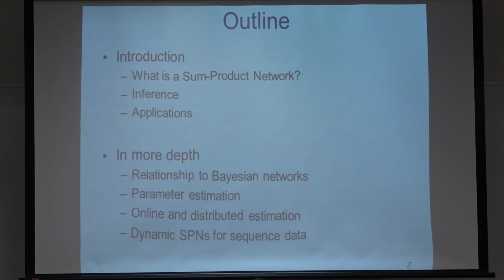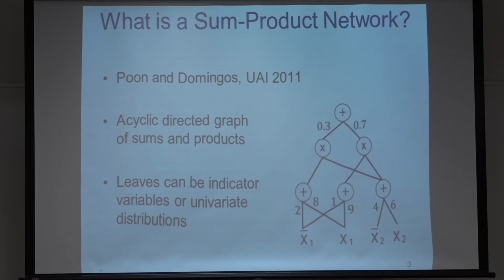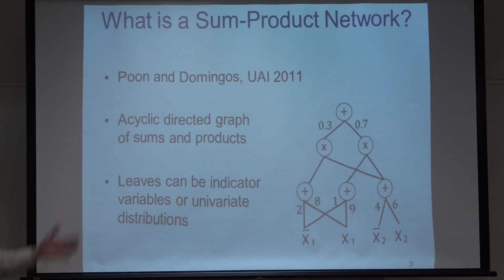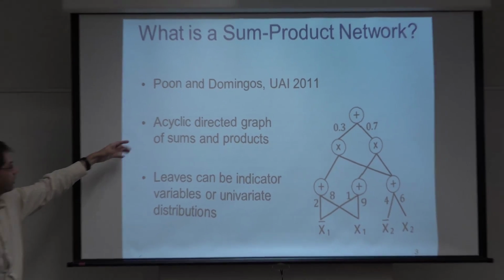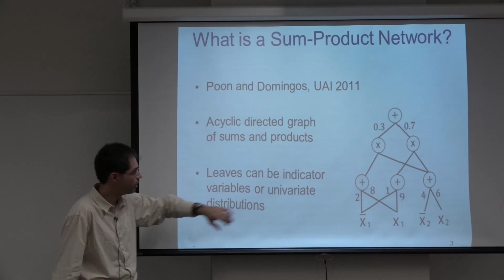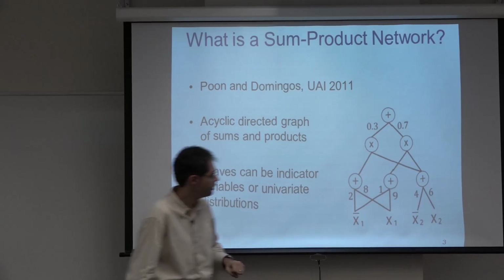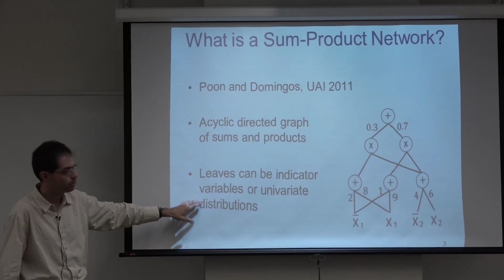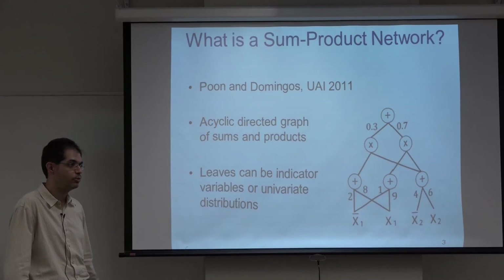Okay? All right, so sum product networks were proposed in 2011 by Pedro Domingos and his group at University of Washington. And then at a very high level, what these are essentially are acyclic directed graphs where we have sums and products. So there's an example here. And then the leaves contain indicator variables or otherwise univariate distributions.